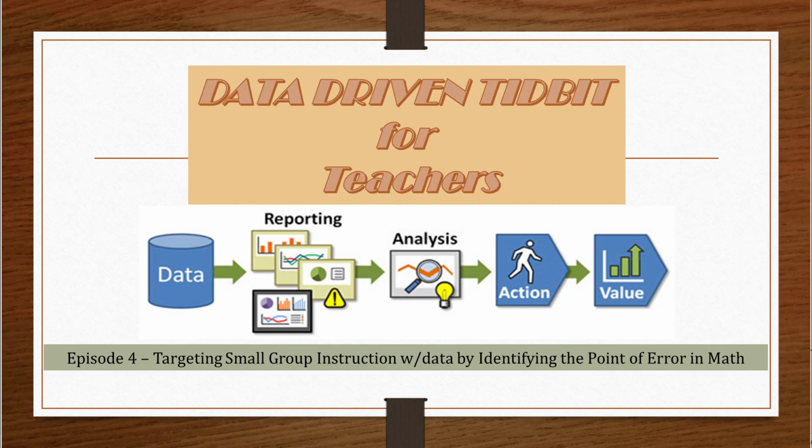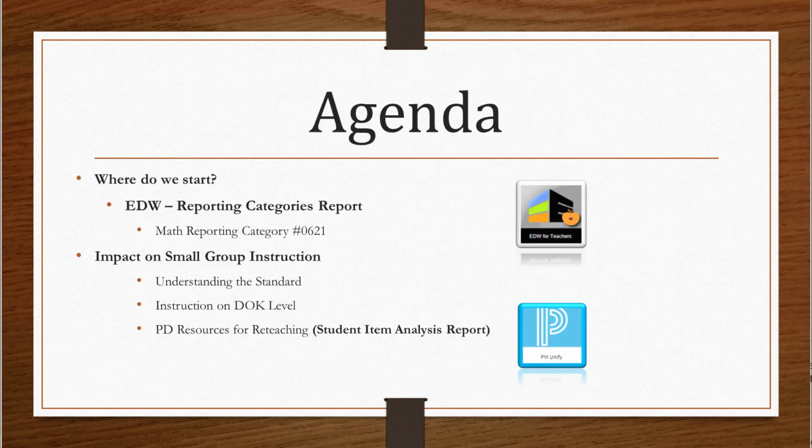Today we will discuss how to target small group instruction with data by identifying the point of error in the content area of math. To accomplish this task, we will start by reviewing the reporting category reports in EDW for math. This report allows the teacher to take a closer look at student performance within each subcategory assessed on FSA.